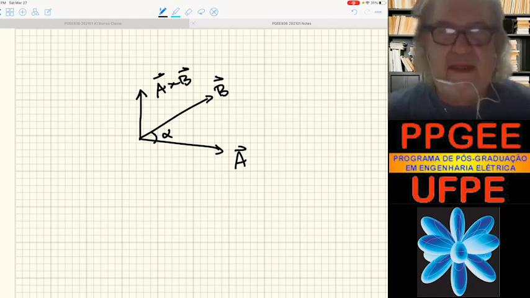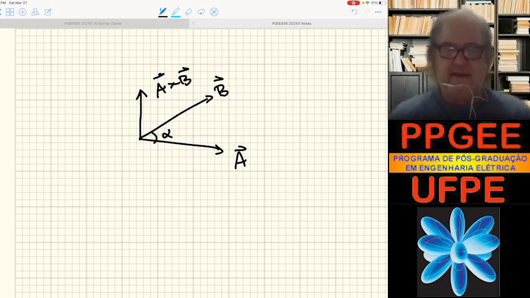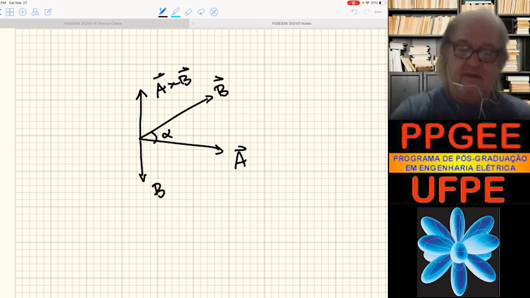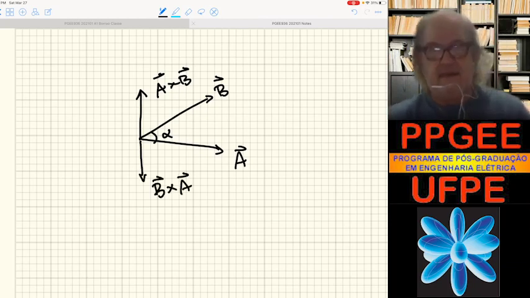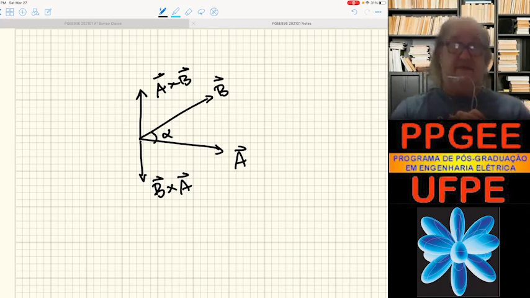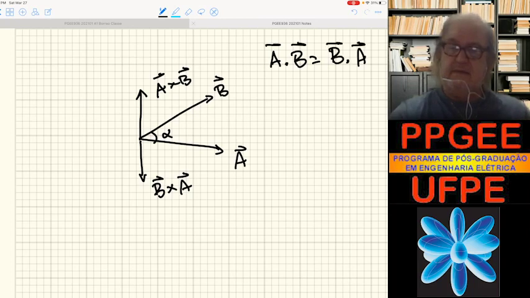Magnitudes are the product of magnitudes. Sine of alpha is the element that appears in the operation. Now B cross A is going to be the other way, right? So B cross A is minus A cross B. So that's the anti-commutative property of the cross product. If the dot product commutes, that doesn't happen to the cross product, right? Let's not forget that.